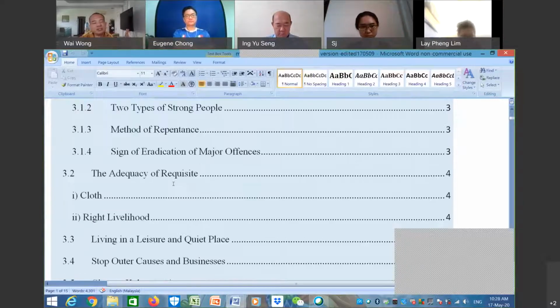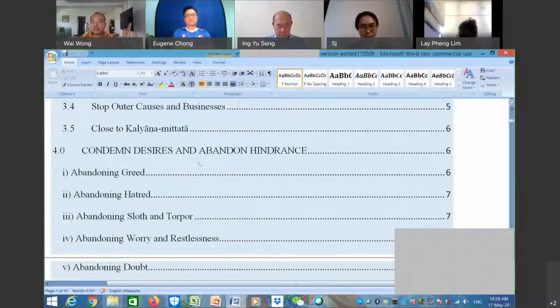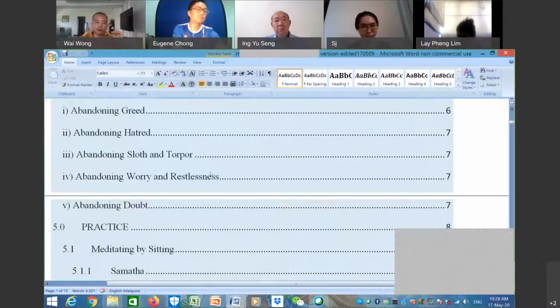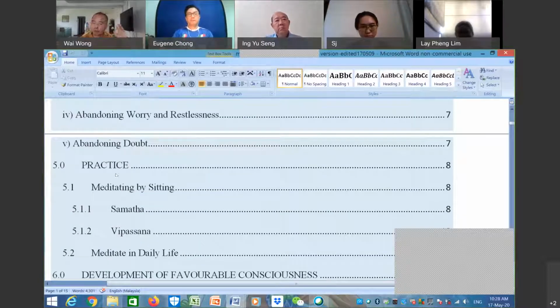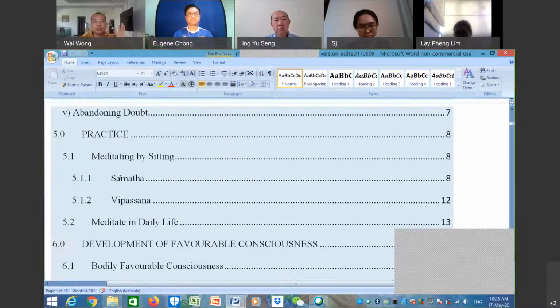Condition is the factors, external cause and external factor, which relate to your concentration, and condemning desire and abandoning hindrances are all internal factors, which will influence the performance. Then number five is the practice. Today we will go back again to what we learned in the previous lesson. And then after this, we'll go to meditation in daily life.